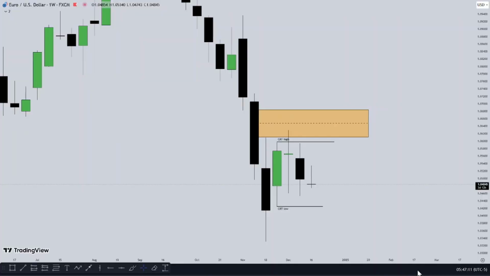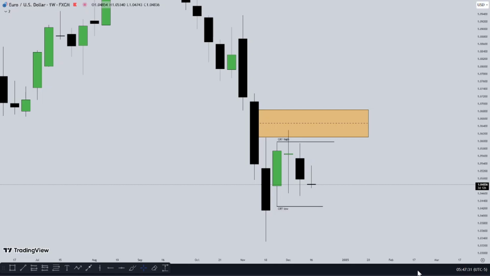So what makes a CRT a high probability CRT? Now I'm on the weekly chart of Euro USD, and this was a weekly bias. We used the CRT to identify a weekly bias, and I'll be discussing how we went through the whole discussion in the Discord community.